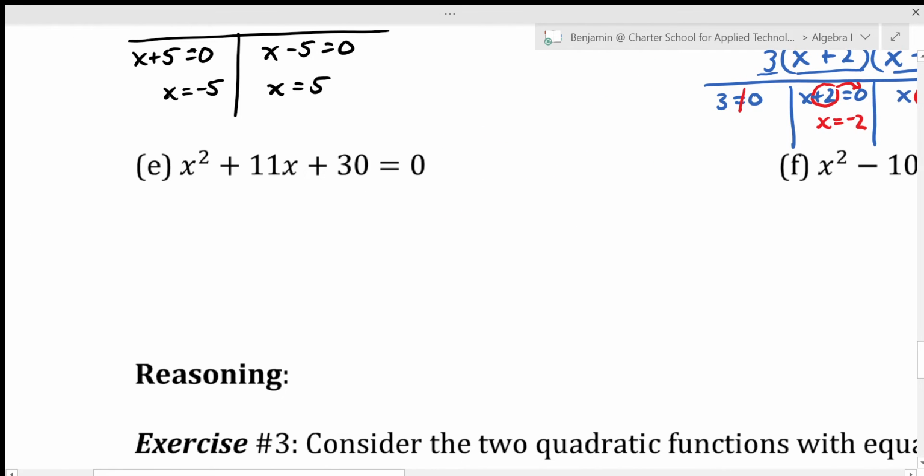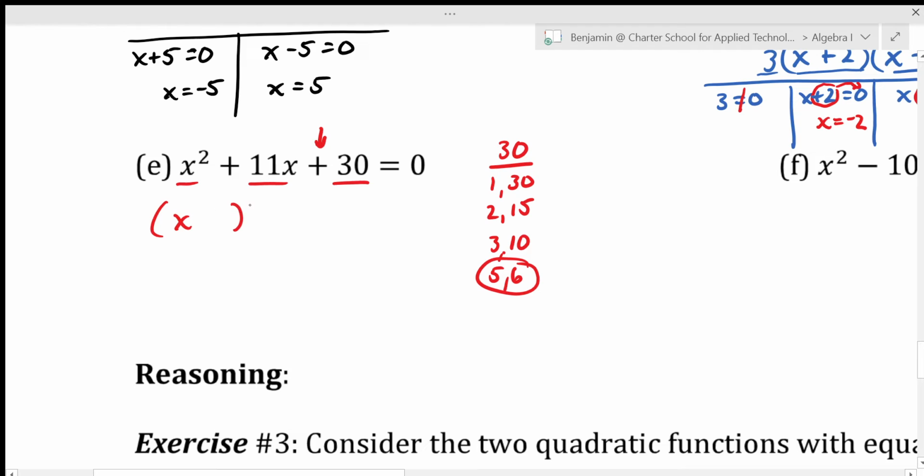So, next one. There's no GCF in this one. So I'm going to write down 30 because that's the last number we're talking about, the constant. 1 and 30 make 30, 2 and 15 make 30, and 3 and 10 make 30, and 4, nope, 5, yep, and 6. So this time they're adding. Which ones add to be 11? It's going to be 5 and 6.